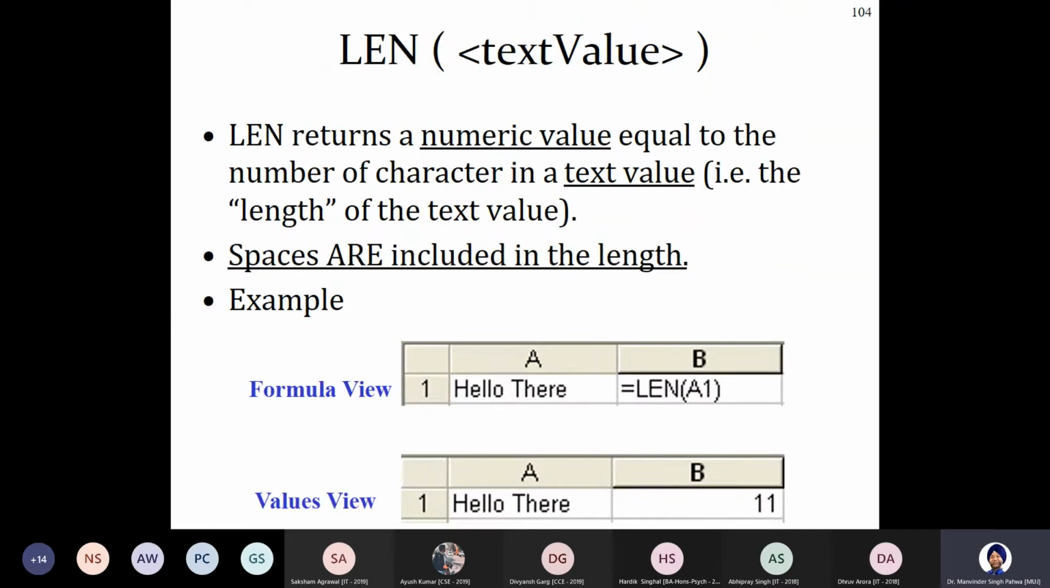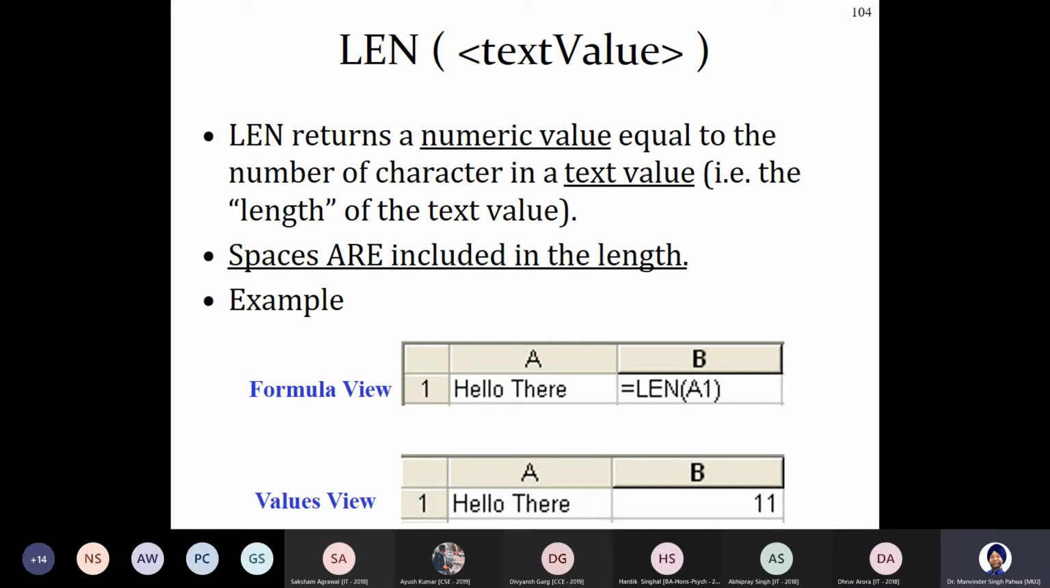Len returns the numeric value equal to the number of characters in the text value. That is the length of the text value. Spaces will be included if they are there, right? So if we want to understand how many characters or spaces there are in one of these, then we can use this function.